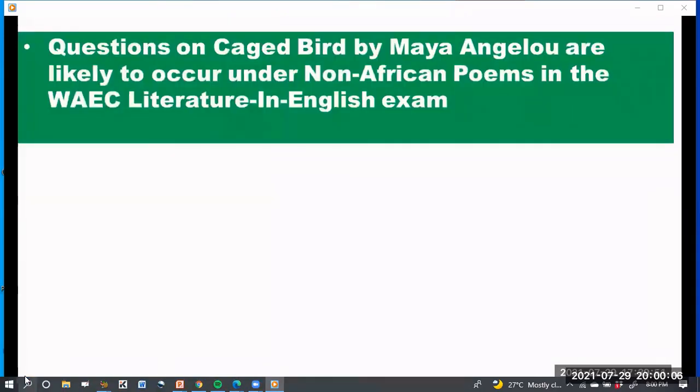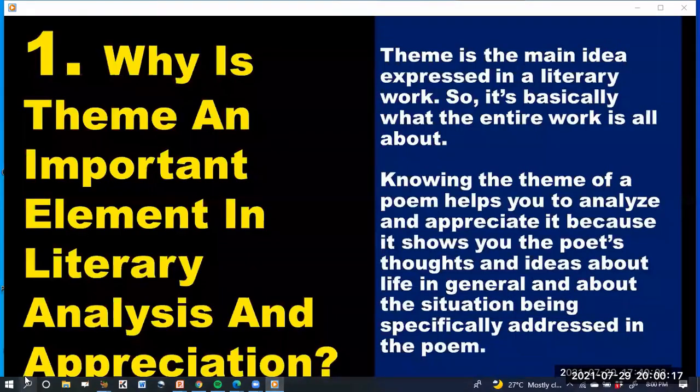But first, you need to understand that questions on Caged Bird by Maya Angelou are likely to occur under the non-African poems in the WAEC Literature in English exam or any of the other equivalent exams. The first question is, why is theme an important element in literary analysis and appreciation?